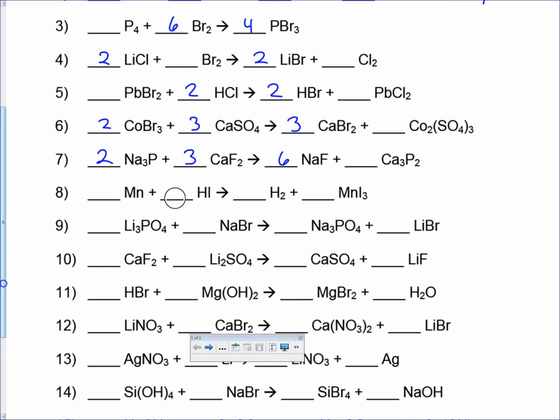So what we do is change this to a 6 to get that lowest common multiple, which means that this would be a 2. That screwed up the manganese, so we need a 2 here. And then to get the hydrogen right, we would need a 3.